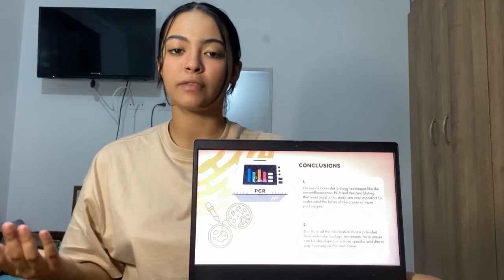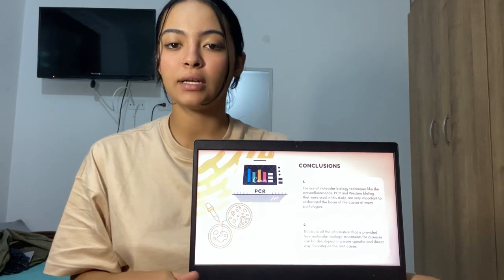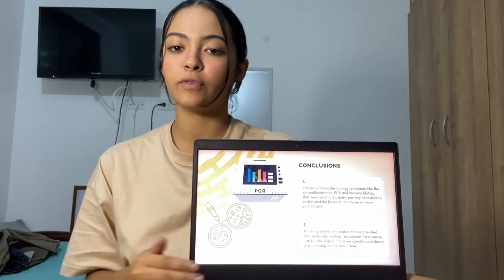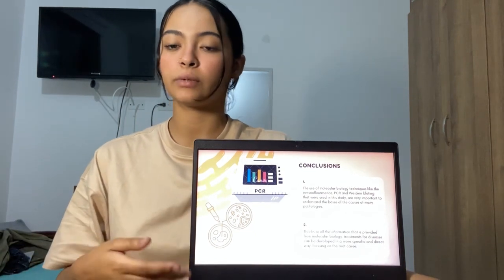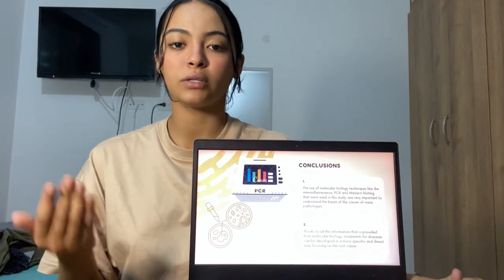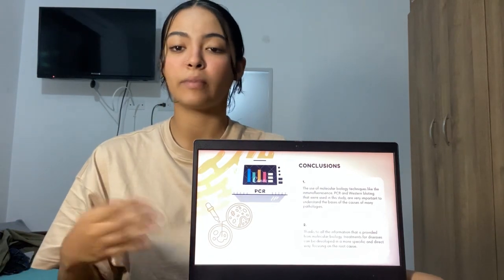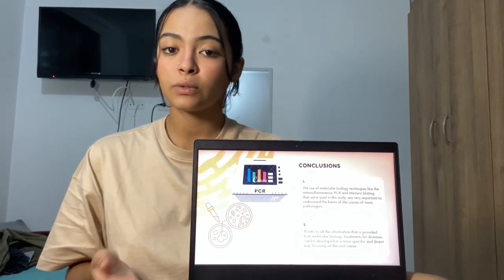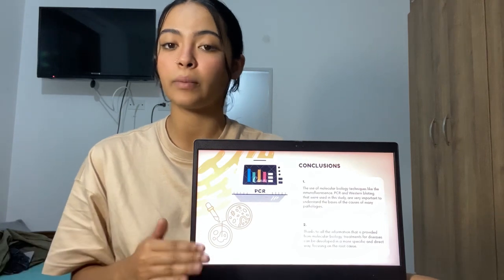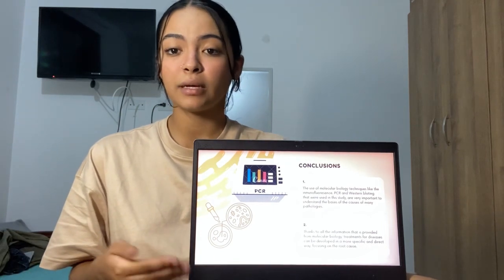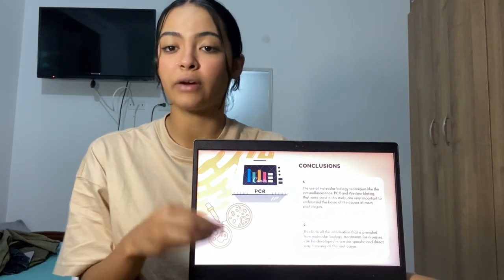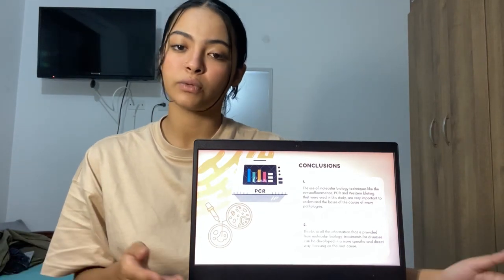So finally, we have the conclusions. The first one is that the use of molecular biology techniques like immunofluorescence, PCR, and Western blotting that were used in this study are very important to understand the basis of the causes of many pathologies. The second one is that thanks to all the information that is provided from molecular biology, treatments for diseases can be developed in a more specific and direct way, focusing on the root of the cause.